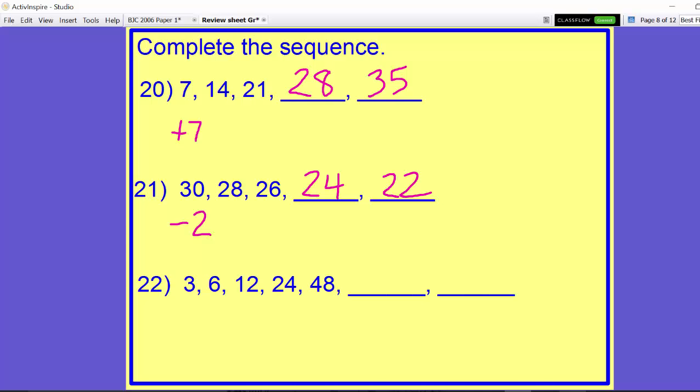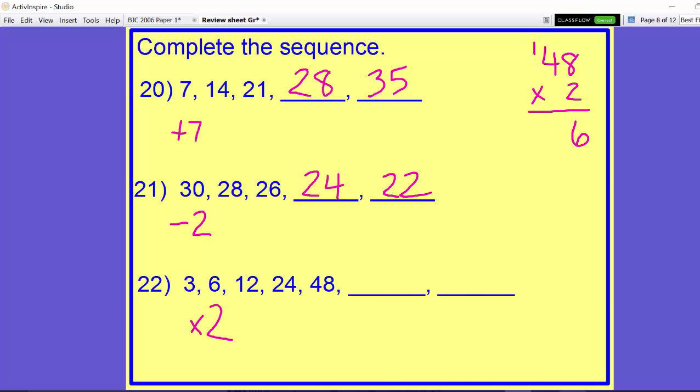You multiply by 2. 3 times 2 is 6. 6 times 2 is 12. So multiplying by 2 fits the question. 12 times 2 is 24. 24 times 2 is 48. 48 times 2. Let's work that out. 48 times 2. 8 times 2 is 16.